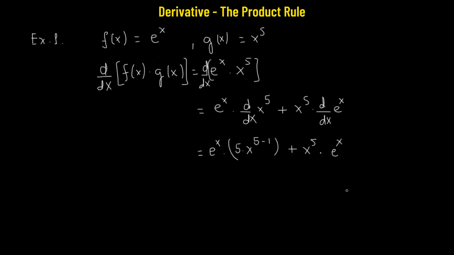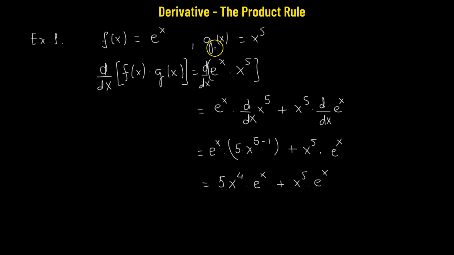So this is the final answer. So we can rewrite it as we have 5 times x raised to the power of 5 minus 1, which will be 4, multiplied to e raised to the power of x plus x raised to the power of 5 times e raised to the power of x. So this is the derivative of the product of the two functions given by f and g.